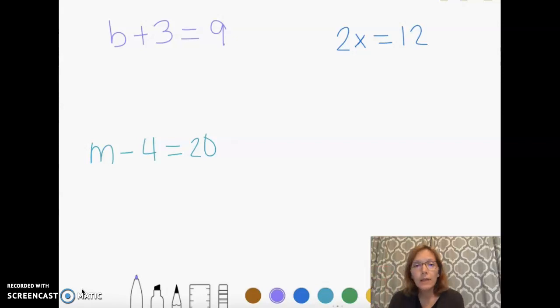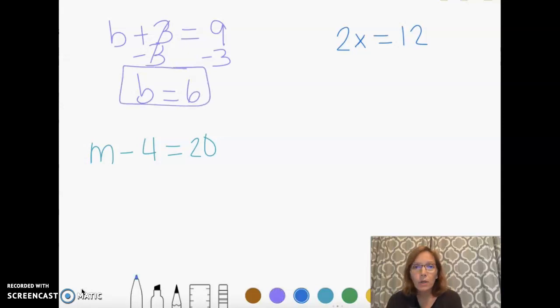So I look at what's happening with the variable. B plus 3 equals 9. The variable is being added to, so I'm going to do the opposite. I'm going to subtract 3. Whatever I do to one side, I have to do to the other. So B equals 9 minus 3, which is 6.